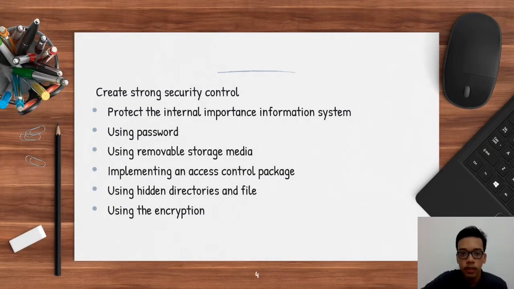The third is the company should create a strong security control in order to protect the internal important information system, such as using passwords, using removable storage media, implementing an access control package, using hidden directories and files, and using encryption. Thus, security control can support the efficiency and effectiveness of the management control.